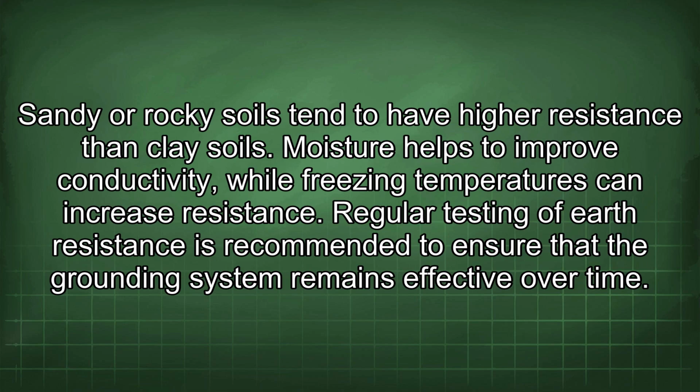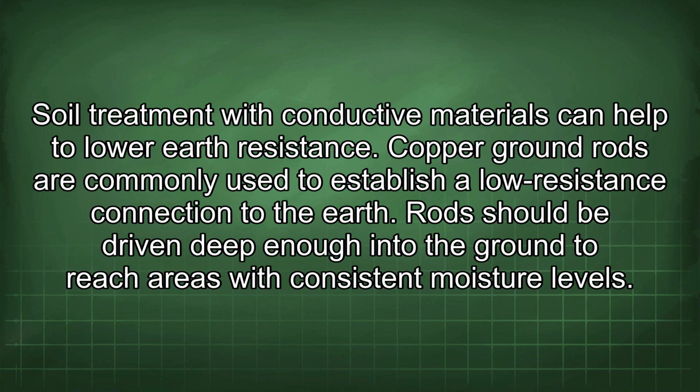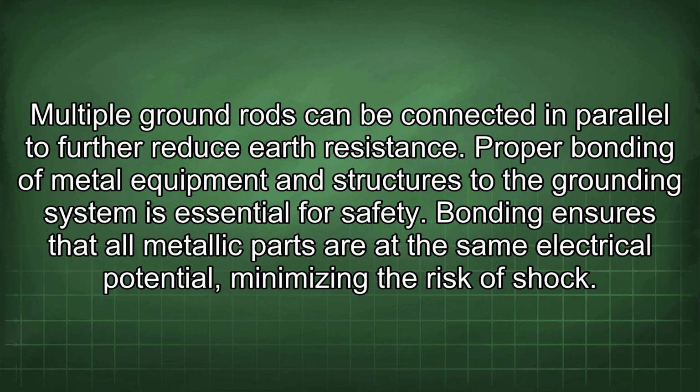Regular testing of earth resistance is recommended to ensure that the grounding system remains effective over time. Soil treatment with conductive materials can help to lower earth resistance. Copper ground rods are commonly used to establish a low resistance connection to the earth. Rods should be driven deep enough into the ground to reach areas with consistent moisture levels. Multiple ground rods can be connected in parallel to further reduce earth resistance.